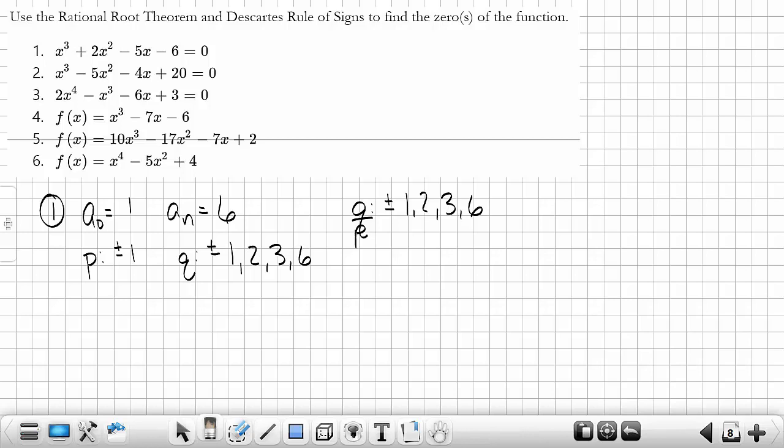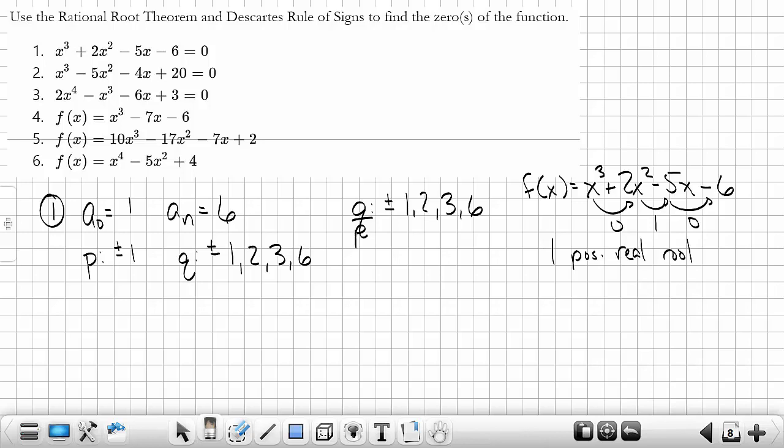Then we're going to bring in Descartes' rule of signs. So really quick, f of x is equal to x cubed plus 2x squared minus 5x minus 6. So no change, 1 change, no change. So we have one positive real root. F of negative x is going to be negative x cubed plus 2x squared plus 5x minus 6. Only the odd exponents change. There's a change, no change, 1. So we have 2 or 0 negative real roots.